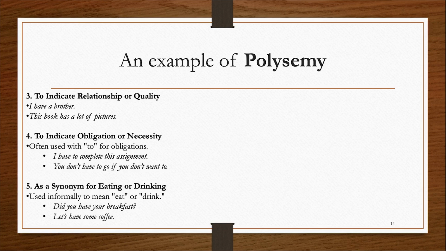Fourth, to indicate obligation or necessity. That is often used with to for obligations. For example, I have to complete this assignment, or you don't have to go if you don't want to. Fifth, as a synonym for eating or drinking, used informally to mean eat or drink. Did you have your breakfast? Or let's have some coffee. So here it is used synonymously with eat. We are not saying did you eat your breakfast, but we are asking did you have your breakfast.